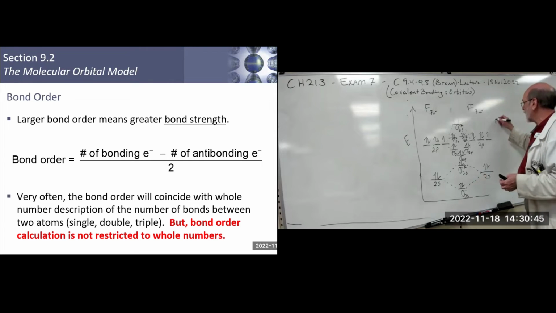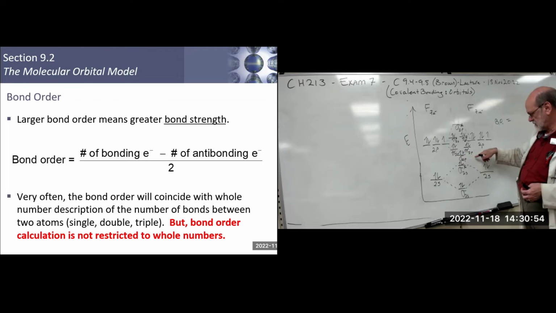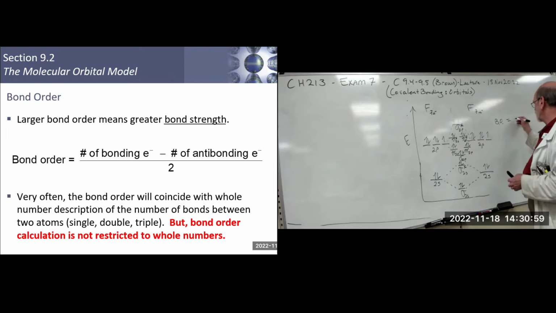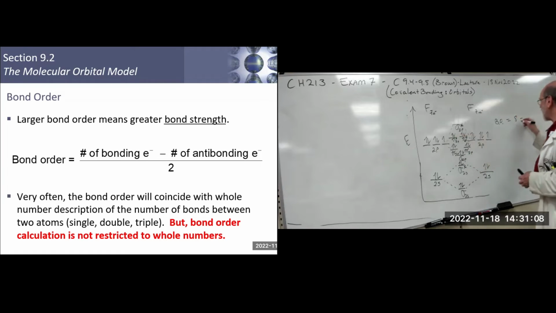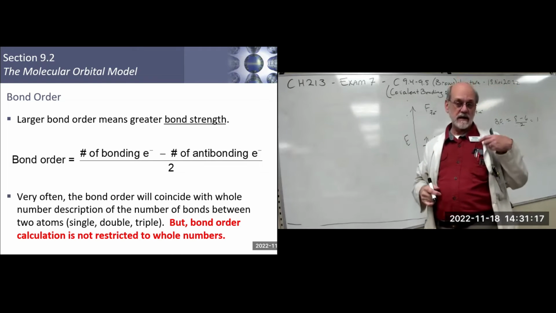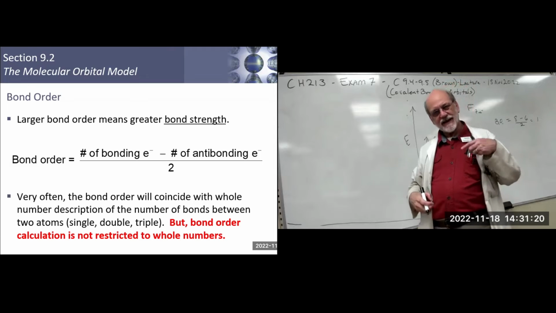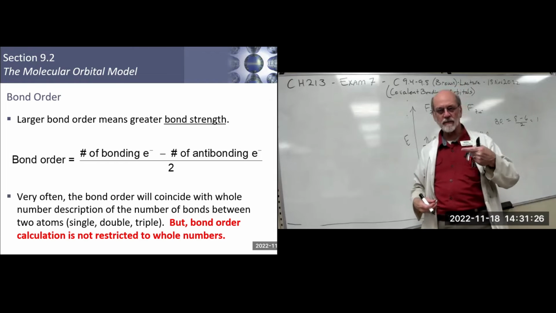So to calculate the bond order for this molecule, we would say, okay, there are 2, 4, 6, 8 bonding electrons, and then 2, 4, 6 anti-bonding electrons, divided by 2, and that's equal to 1. So the bond order of difluorine is 1. And that's analogous to saying it has a single bond. And that's exactly what we observe. There's only a single bond between the 2 fluorines.